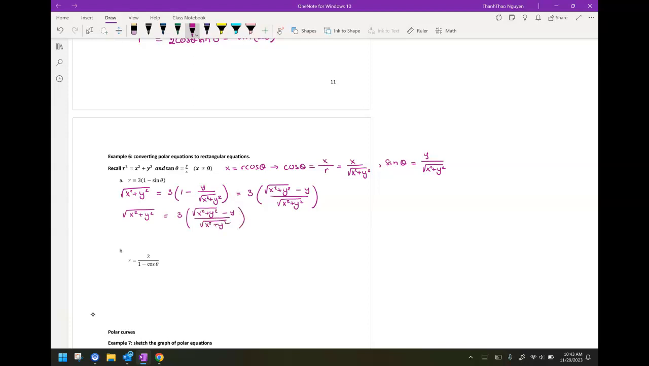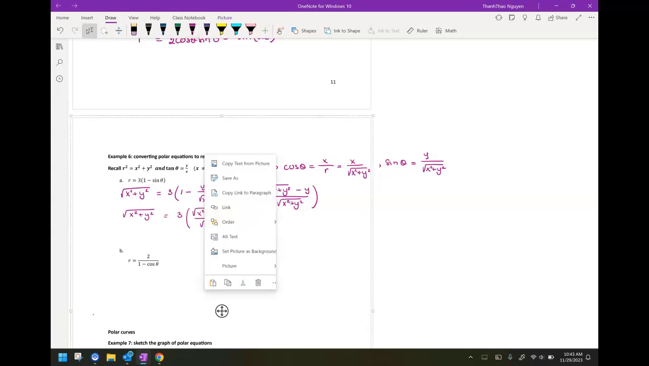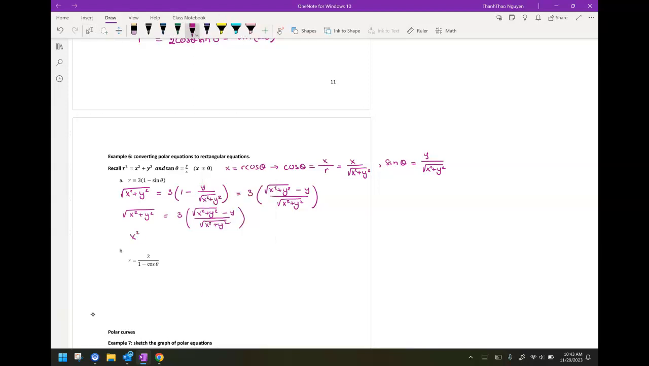So multiply both sides by root of x squared plus y squared. So then x squared plus y squared equal 3 times root of x squared plus y squared minus y. And as you can see here, we cannot explicitly solve for y, so we just leave it as is. This is the best that we can do.